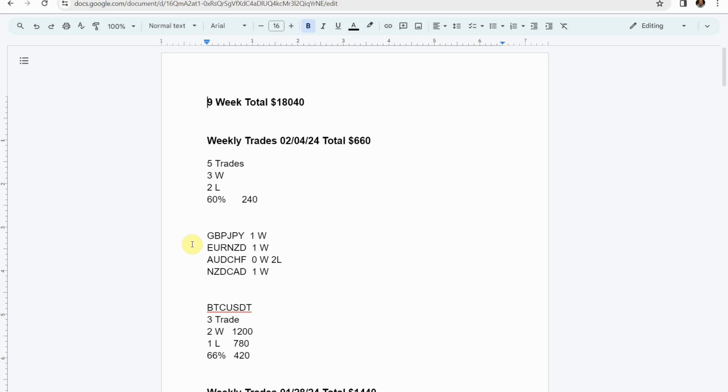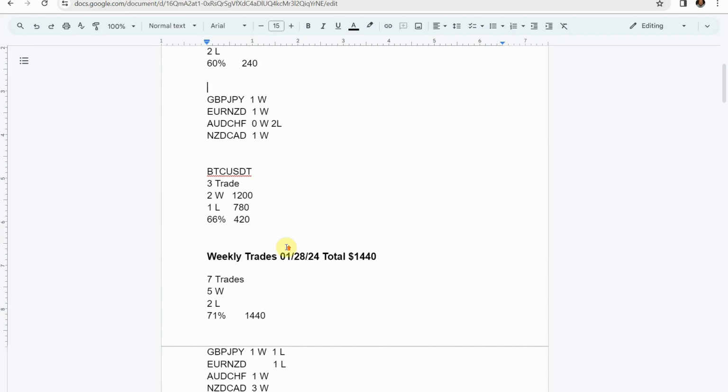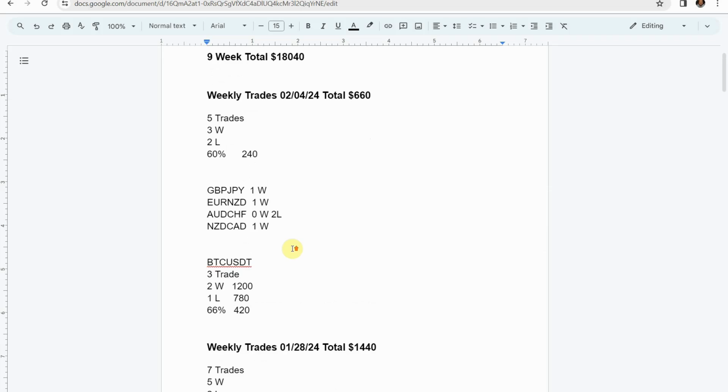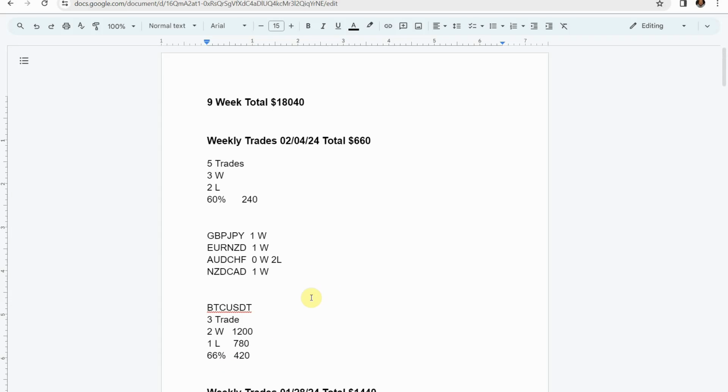Let's go ahead and go over the weekly trades. And so this is using the Academy of Forex indicator on these 4 Forex pairs, this one crypto coin on the 30-minute time frame. Each week, keep track of the signals that it gives, again using the Academy of Forex indicator. So last week we had 5 trades on the Forex pairs, 3 winning, 2 losing, a 60% win rate with a gain of $240. On the crypto coin, we had 3 trades, 2 winning, 1 losing, 66% win rate with a gain of $420. So for this week altogether, would have been at $660. Add that to our weekly total, and at 9 weeks now, we'd be at a total of $18,040.